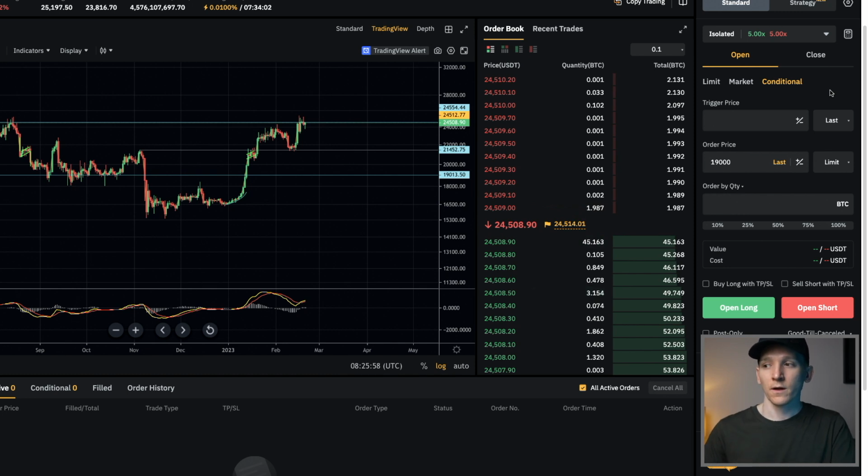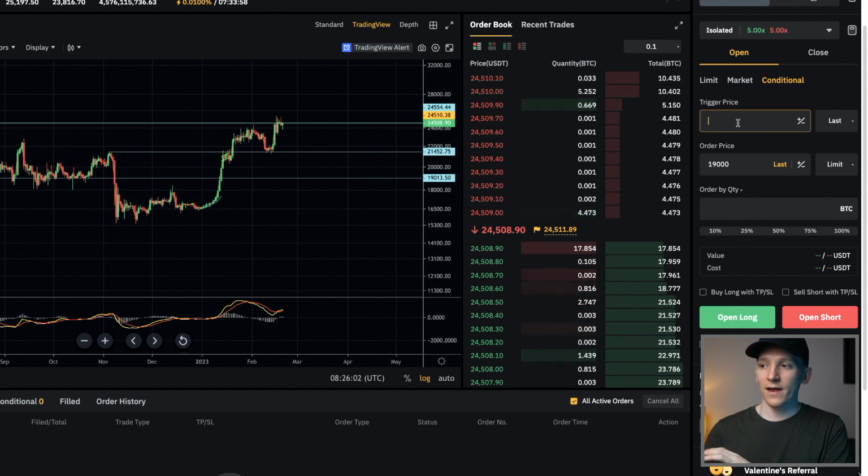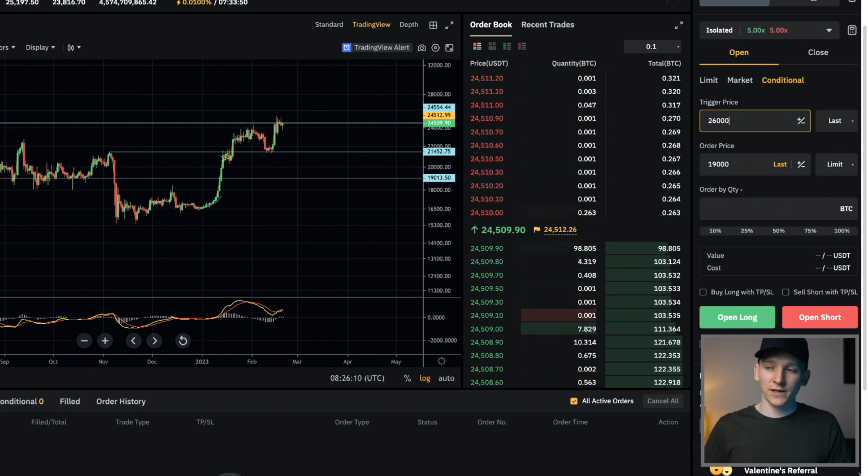It's up to you. So as you can see, what you get with a conditional order is a trigger price. So let's say we have the trigger price at 26,000. We would usually use conditional orders potentially as breakout orders. So you actually use these as a breakout trade. You would not obviously use below the price because you would just use a limit order in that case.